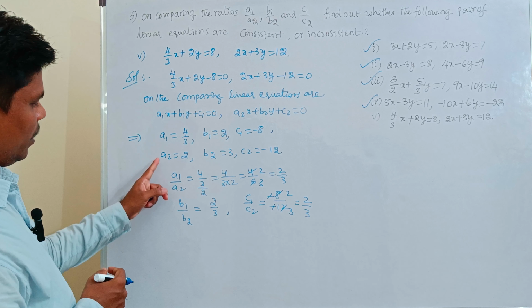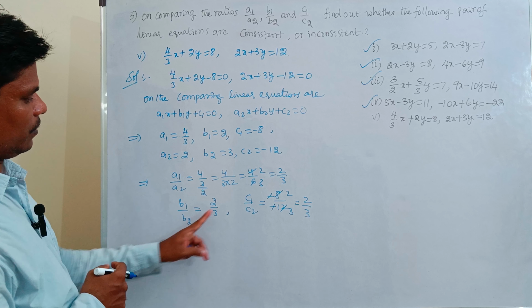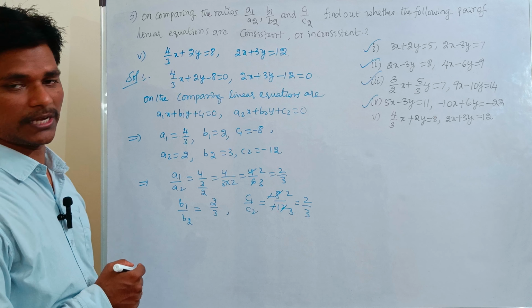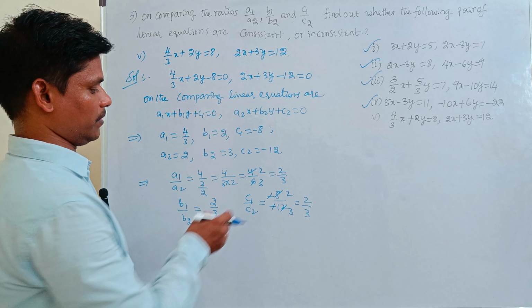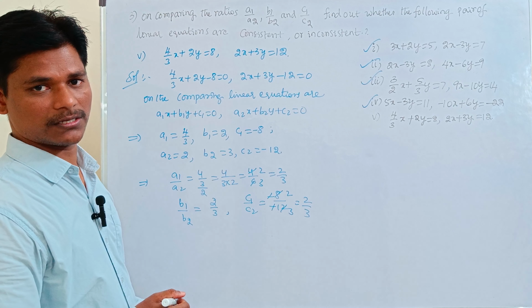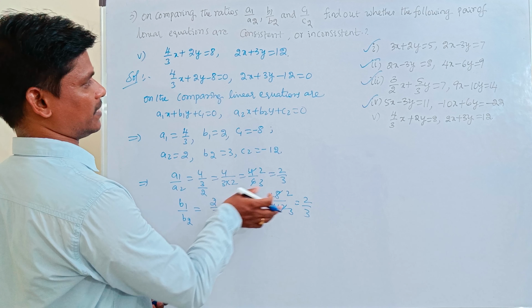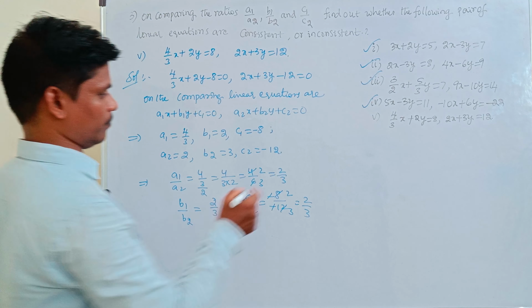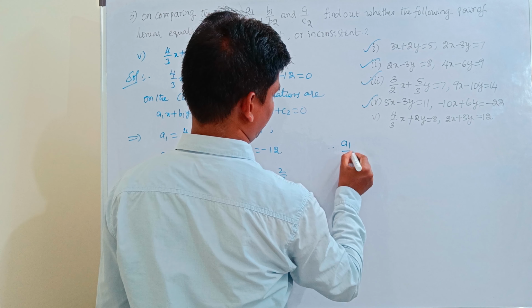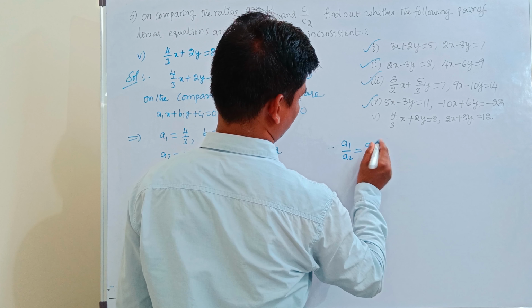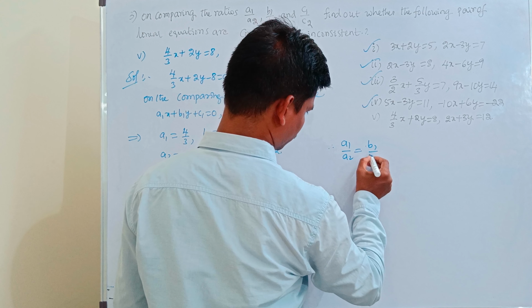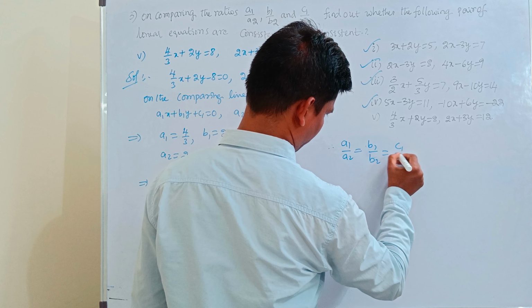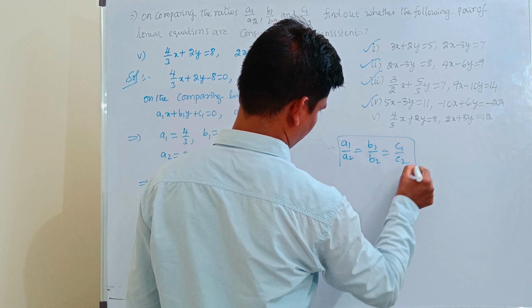See here, check all the ratios. a1 by a2, b1 by b2, c1 by c2, all the ratios are equal. Then the lines are coincident lines having infinitely many solutions. So then the system is a consistent system. Therefore, write that all ratios are equal: a1 by a2, b1 by b2, c1 by c2.